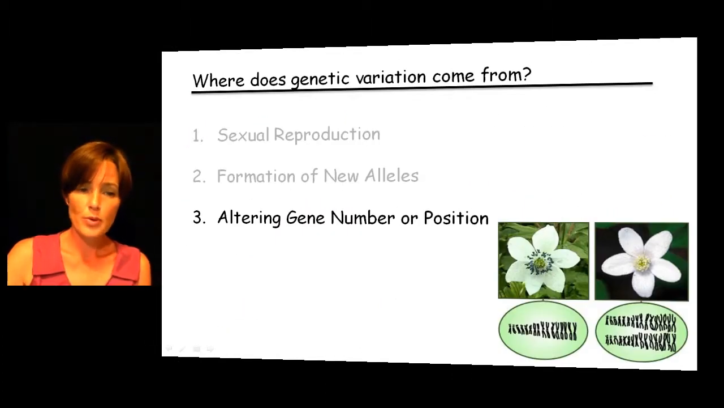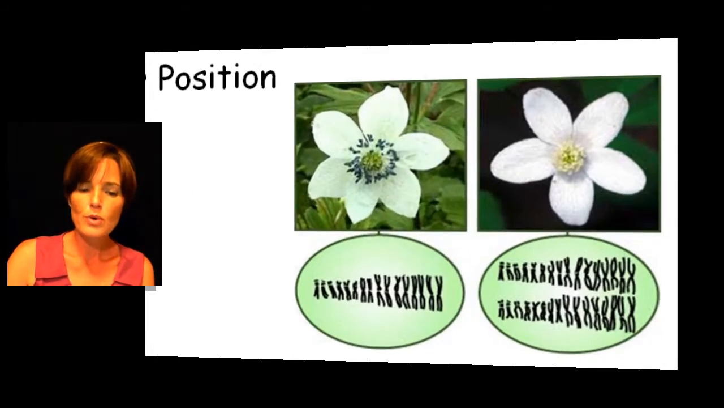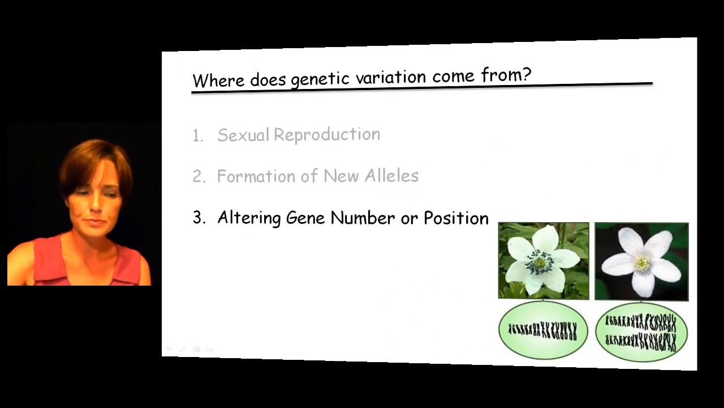A third place where we get genetic variation is altering gene number and position. Sometimes when we have reproduction, you do have a gene that gets duplicated. You could also have whole sets of chromosomes that get duplicated, and this could cause a change in the phenotype of an organism. In this picture here, we have an example where you have a duplication of the chromosomes. When you look at the two flowers, they look a little bit different, and it's due to them having a different number of genes. One has twice as many as the first one does.